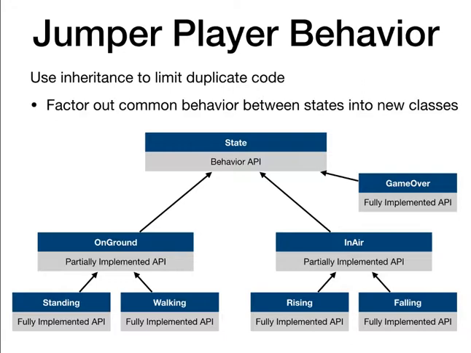So I can leverage inheritance and polymorphism, not really polymorphism here, but I can leverage inheritance to limit how much I'm duplicating my code and how much extra work I'm doing. And we can do the same things that we saw with inanimate object. If there's new functionality that we want to add to every single state where the player is on the ground, we'll add it to that on-ground class. Now it's shared between standing, walking.